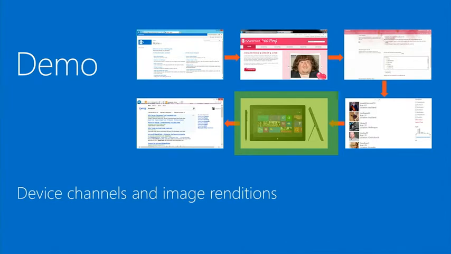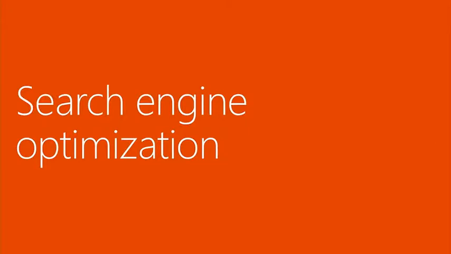Cool. So there we had a look at device channels for different devices, so different master pages, and we had a look at image renditions as well for optimizing our content, our images. Now let's have a look at search engine optimization. So we've got this wonderful site, and the world really needs to see it. So I want to make sure that I get my Bing search ratings as high as I can.